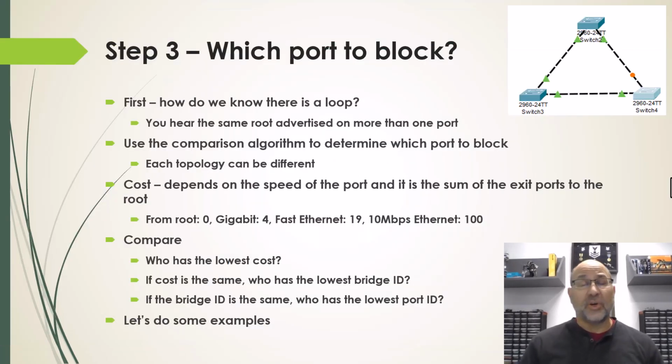So hopefully we have a good handle on a couple of things. How we elect root bridges versus designated bridges, port roles, designated and root, port states, listening, learning, forwarding, and blocking, and then how do we decide how to eliminate the loop, what port to block. And we do that with the comparison algorithm: root ID, root path cost, transmit bridge ID, transmit port ID.